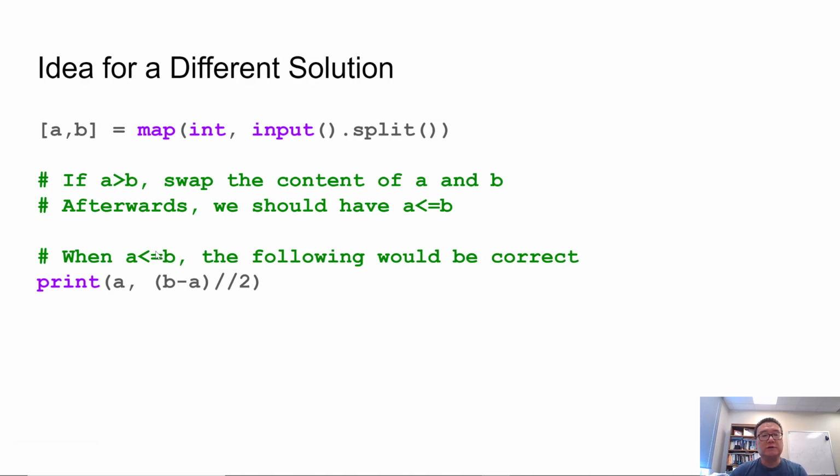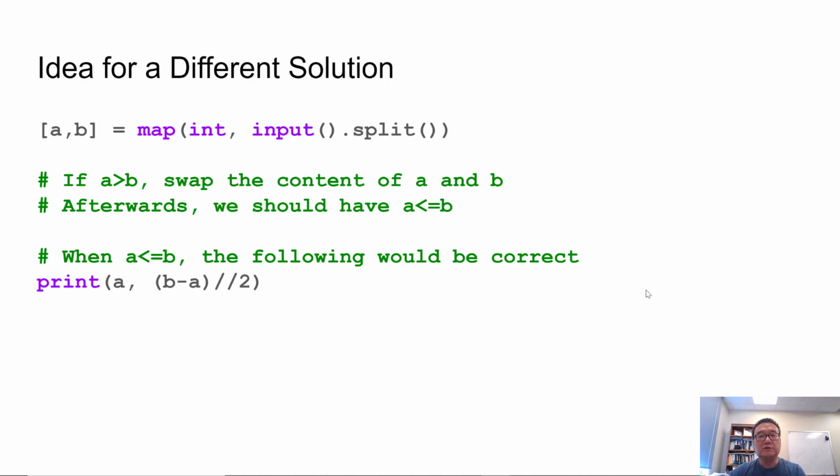In order to ensure A is less than or equal to B, we first check whether A is greater than B. When that is the case, we will swap the content of A and B. After we do that, we should just be able to do this. We want to explore this alternative solution idea in order to teach you some new concepts.